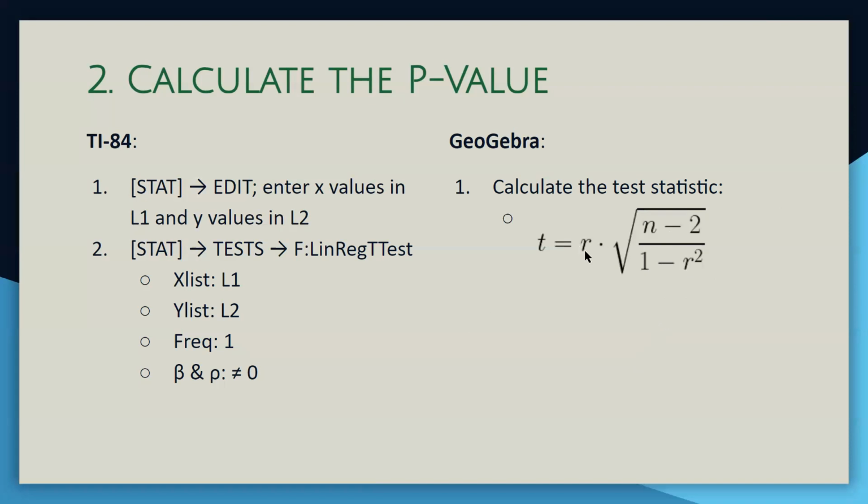And remember, you should already have R and R squared. That's something that you did before running a test of significance. And n is the number of ordered pairs that you have. So the number of rows in your data table. We're subtracting 2 because now this is a 2-variable problem. And so we're subtracting 2 from our degrees of freedom instead of 1.